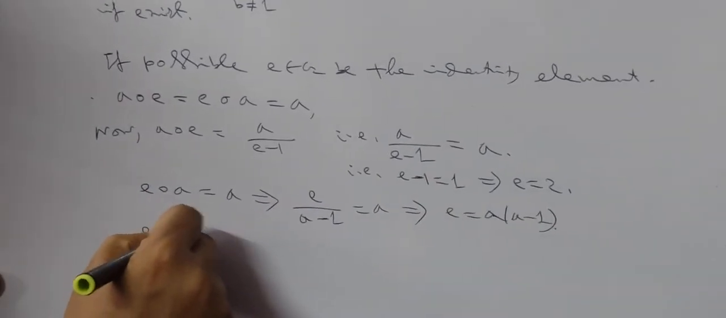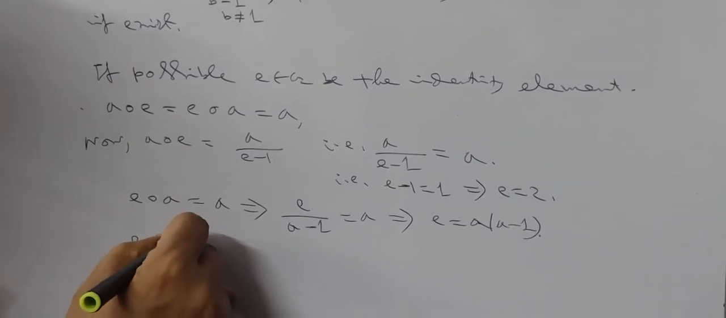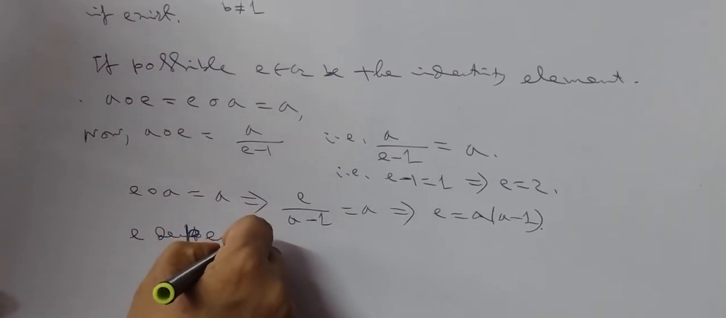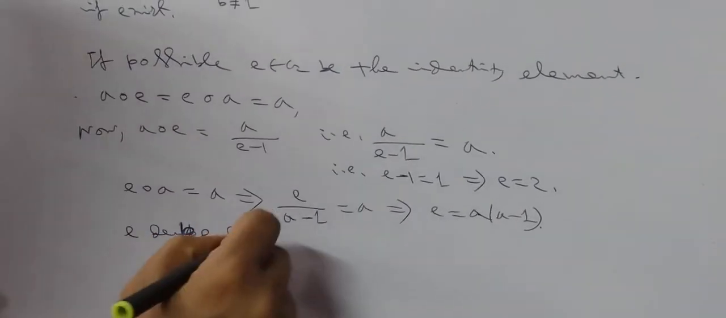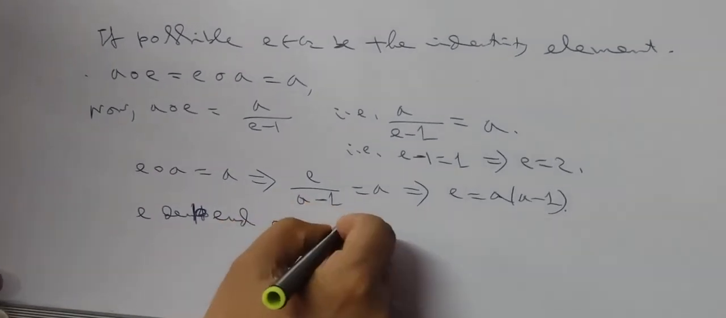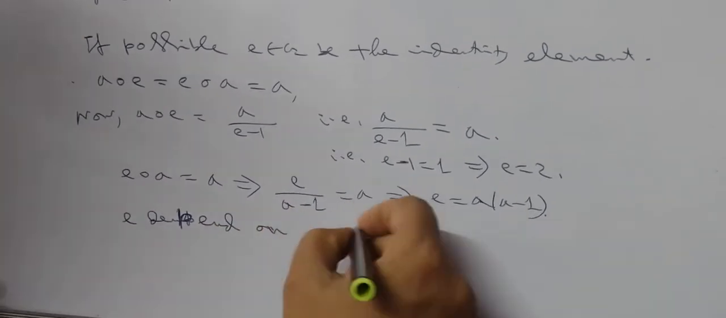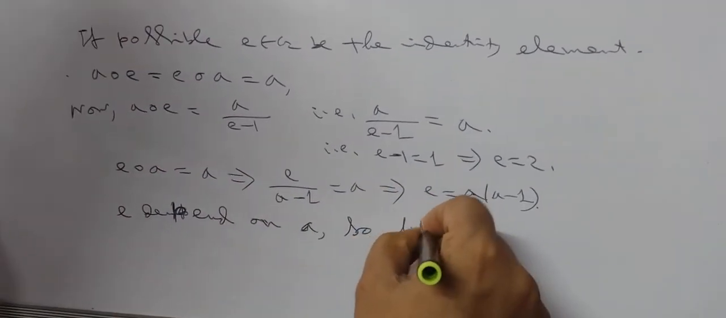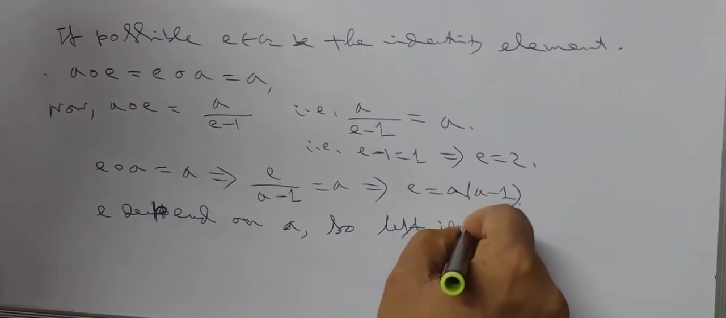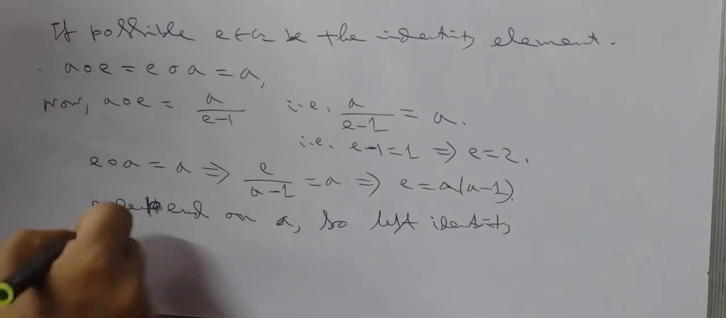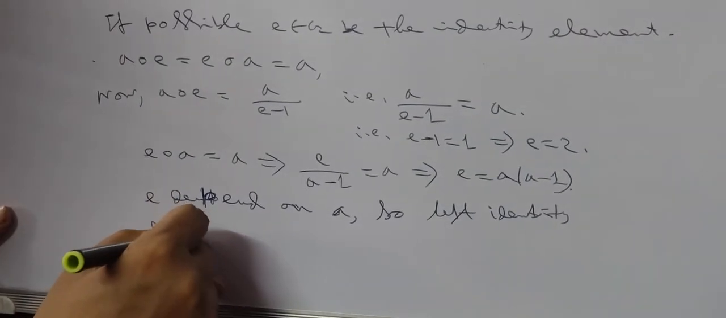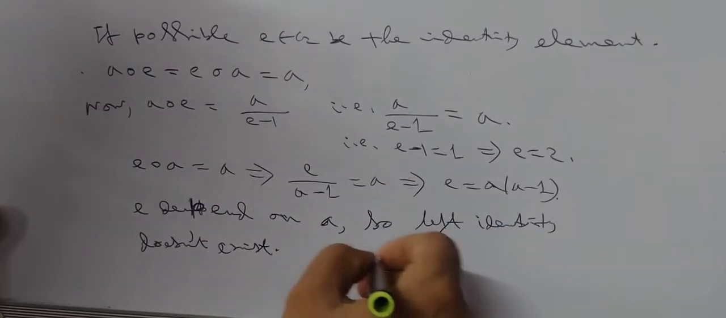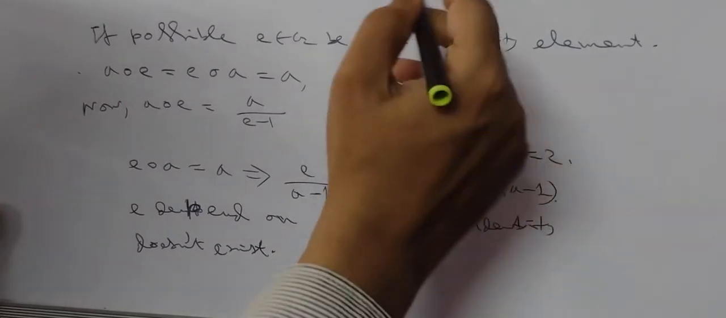So here E depends on A. So it is the left identity. Left identity doesn't exist. And hence we can't find an identity element.